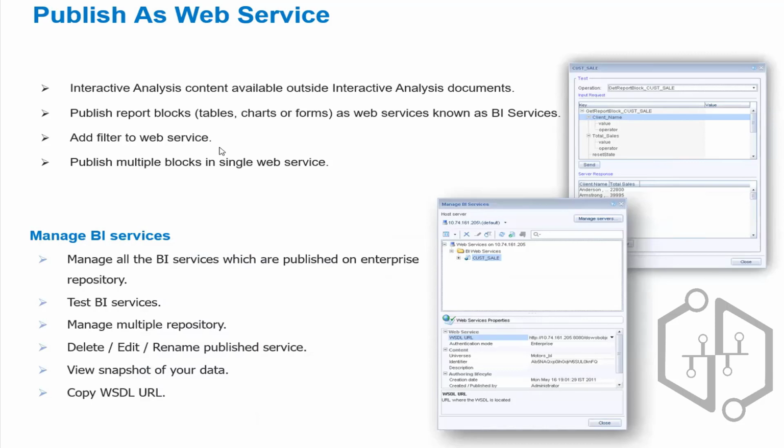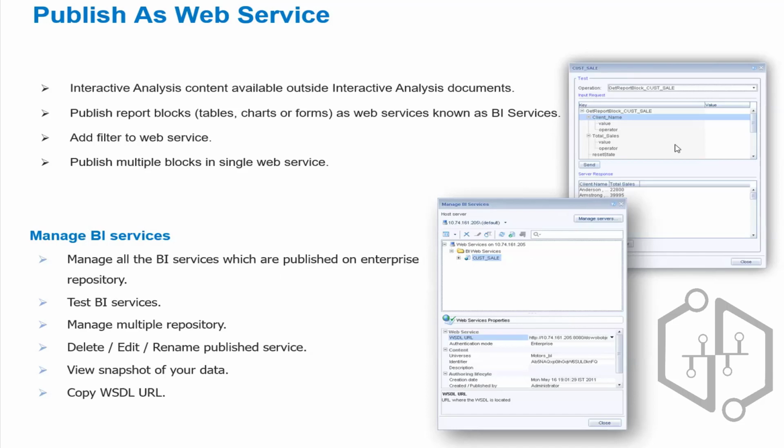Add filters to a web service. Publish multiple blocks in a single web service. We can publish multiple blocks, and we can also put filters in that, for example state equal to Colorado, and we can publish that as a web service. Manage BI services: whatever we publish, a report block, table, or chart, will be known as a BI service. We can manage all the BI services which are published on the enterprise repository.